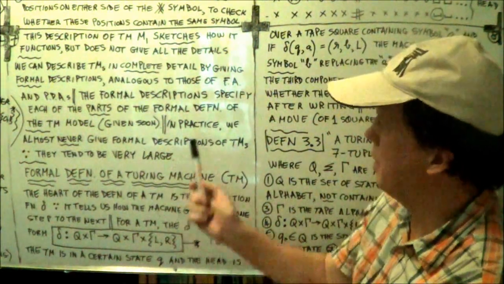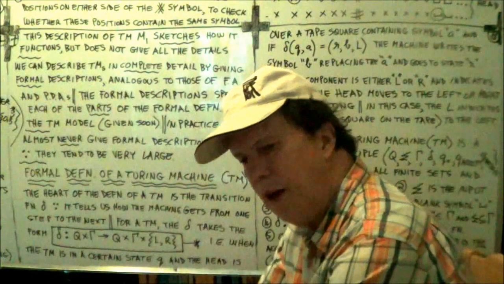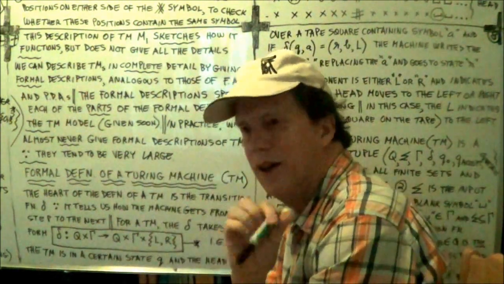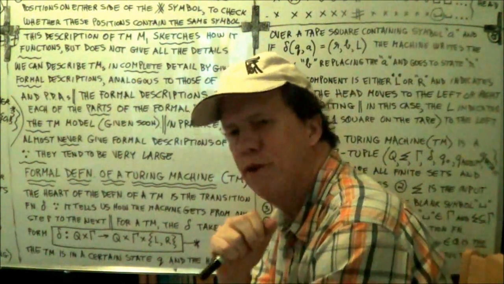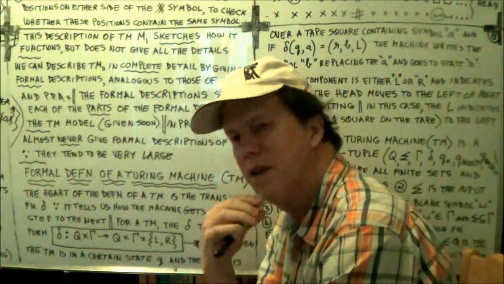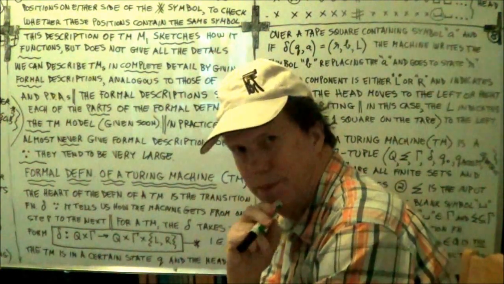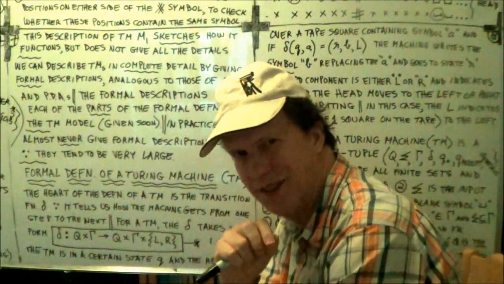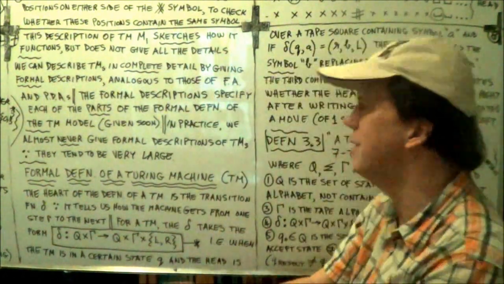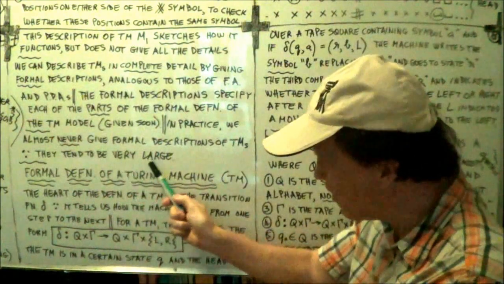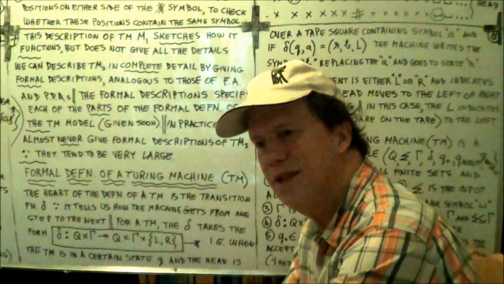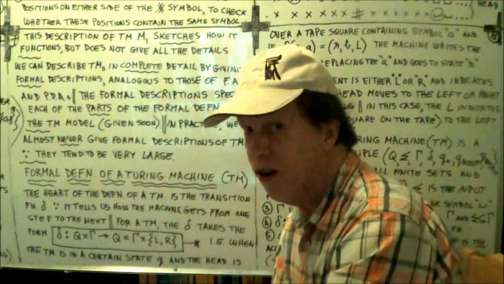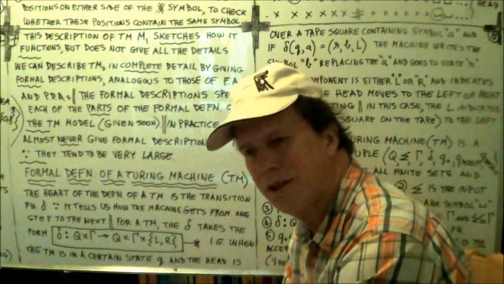Oh, now here's an interesting remark. In practice, not in theory, in practice, in reality, usually a full description of a Turing machine is not given. Why? Because it's not practical. There's just too many details. It's too involved. Right? It's too long. The formal description is actually very large. And you'll see why with a bit of experience once you start actually programming. I mean, it can get quite creative.